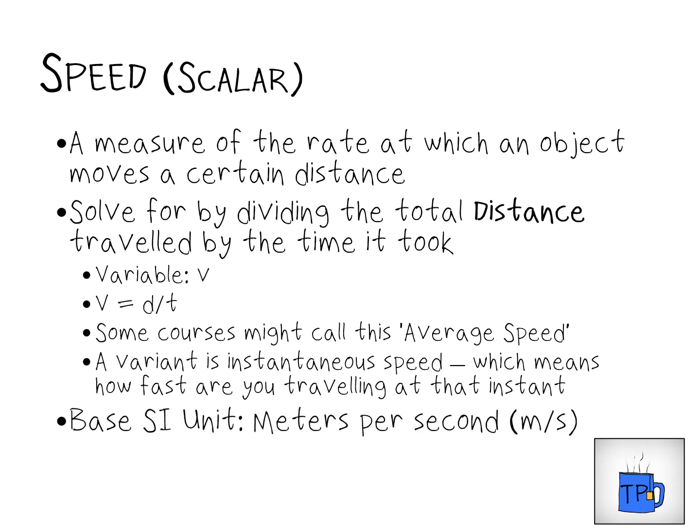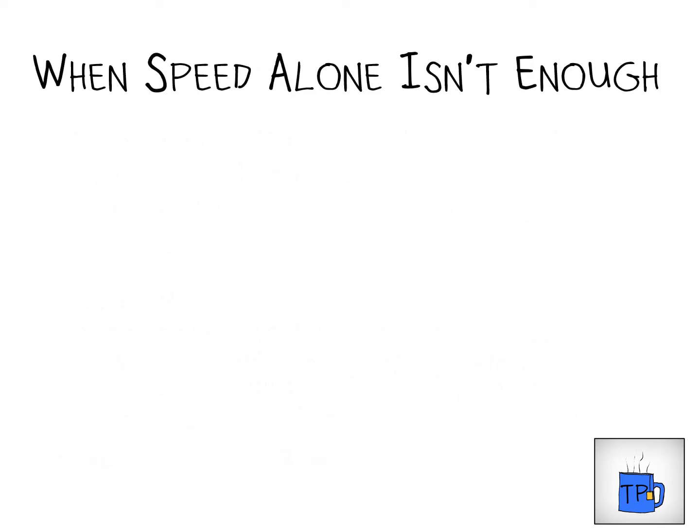The units are meters per second, and again, that goes straight to the idea of distance divided by time. And so we might have a speed of 14.2 meters per second. A similar theme when we talked about distance, position, and displacement.